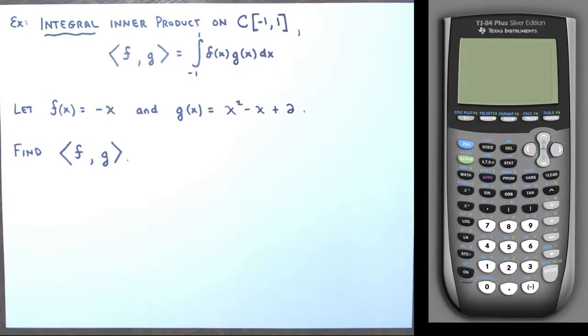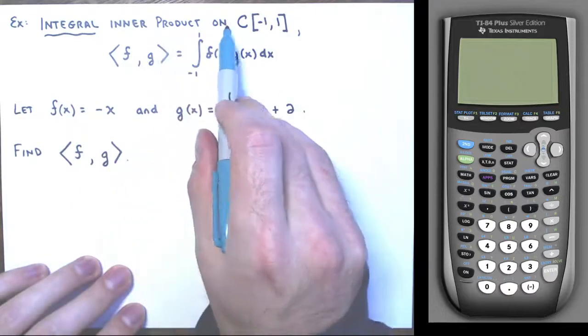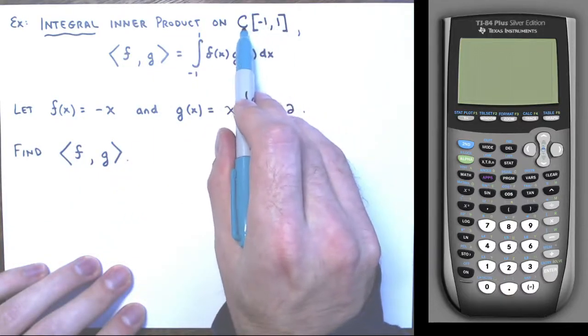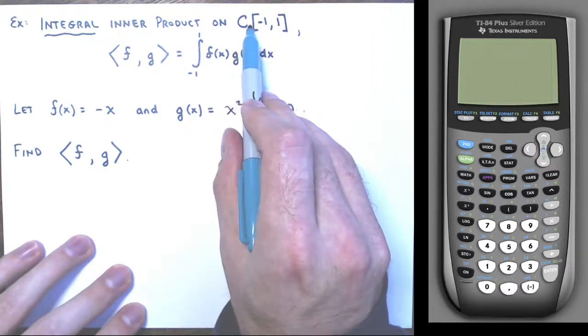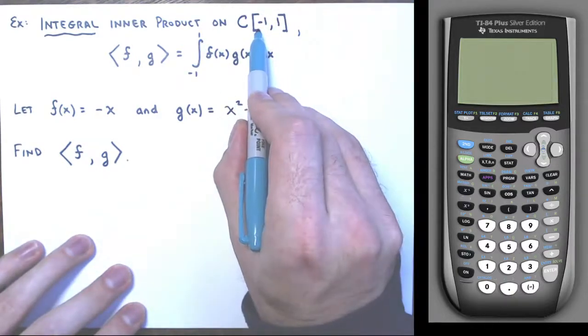So here's another example. The integral inner product on C from -1 to 1, this closed interval from -1. Remember, this was the vector space of all continuous functions on the interval from -1 to 1 on the real number line. All right, this is one of those infinite dimensional vector spaces.